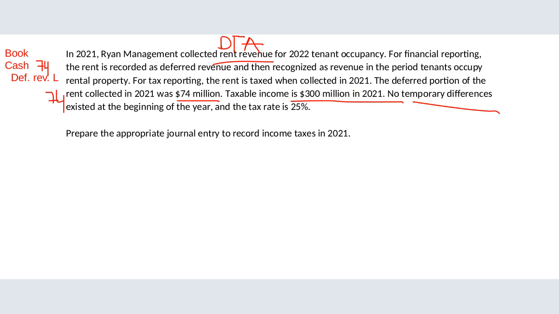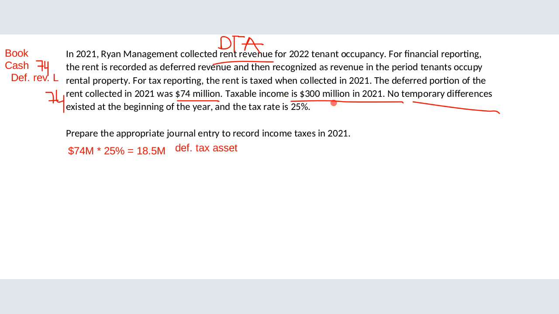The full effect of this difference is going to be part of our journal entry. So we're going to take 74 million and then multiply it by 25%. So we get 18.5 million. And as we said, since we're paying more taxes today in 2021, later on it's going to reverse. So this is a deferred tax asset.